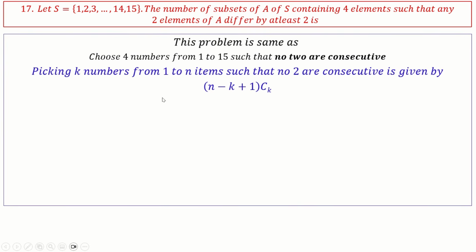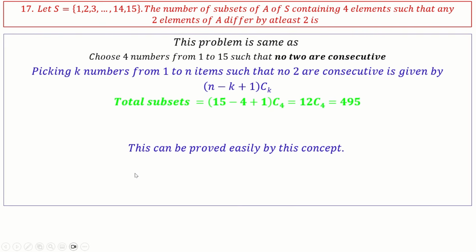So this is straightforward. There is the equation for this one. I'll explain the equation. Picking k numbers from 1 to n items such that no two are consecutive is given by n minus k plus 1 C k. Okay, n minus k plus 1 C k. So in this case, total subsets are n is 15, k is 4. So 15 minus 4 plus 1 C 4, which is nothing but 495. This is the answer. Now let's look at this formula actually, how this has come.